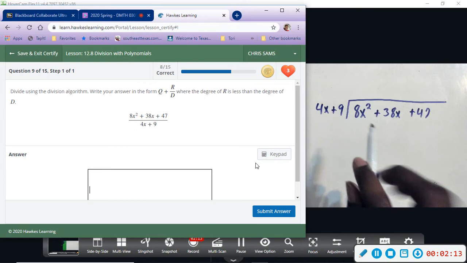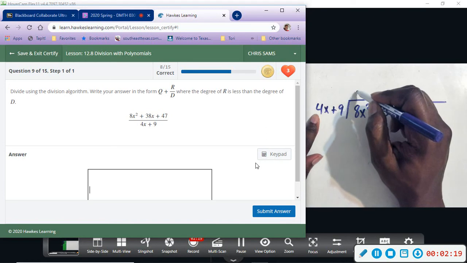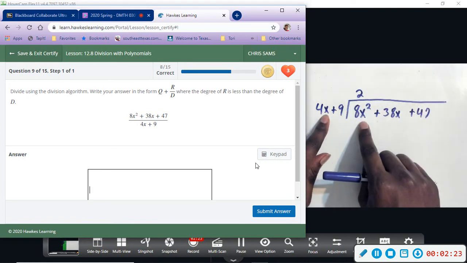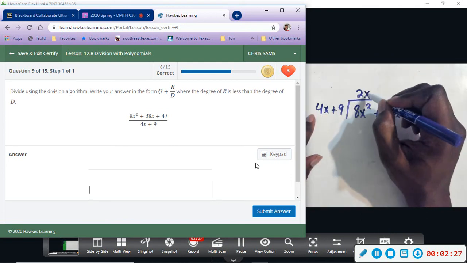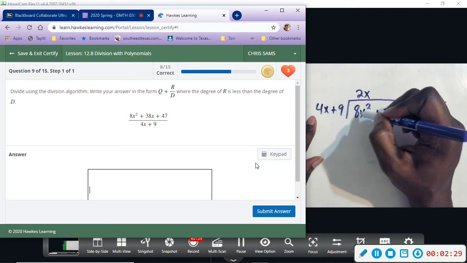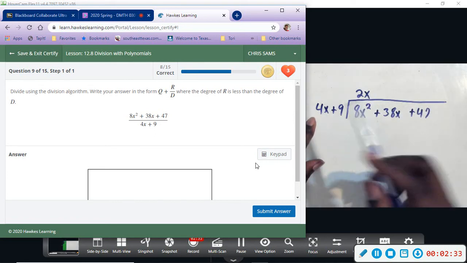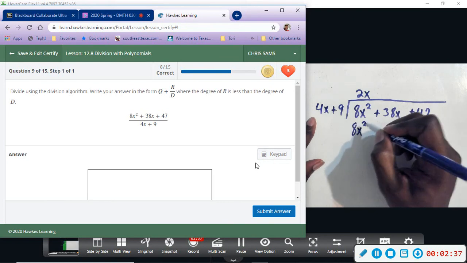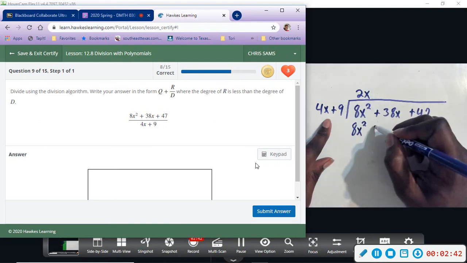Alright, so you focus on the first terms. That's the ones you want to be the same. So 4 times 2 will give you 8. And then we have 1x. We need another one to make 2, so just one more x. So 2x times 4x will give us 8x squared. Alright, now we're going to multiply. 2x times 4x, 8x squared. And then 2x times 9 will give us 18x.